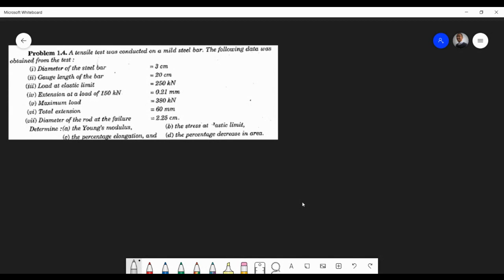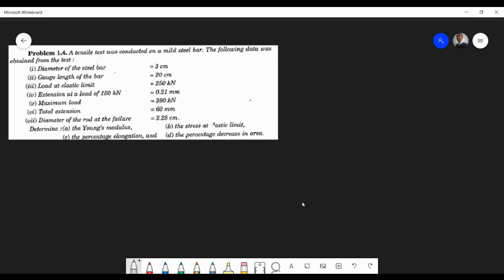The tensile test was conducted on a mild steel bar. The following data was obtained from the test. The diameter of the steel bar was 3 centimeters. Gauge length of the bar was 20 centimeters. Load at elastic limit 250 kilonewtons. Extension at the load of 150 kilonewtons is 0.21 millimeters. The maximum load was 380 kilonewtons. The total extension 60 millimeters. The diameter of the rod at failure was 2.25 centimeters.